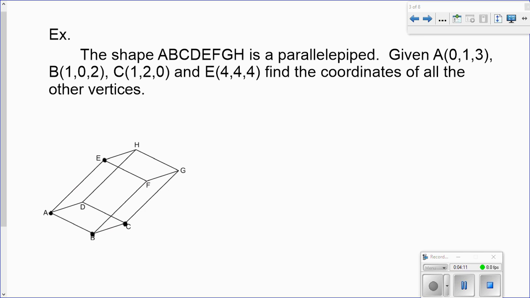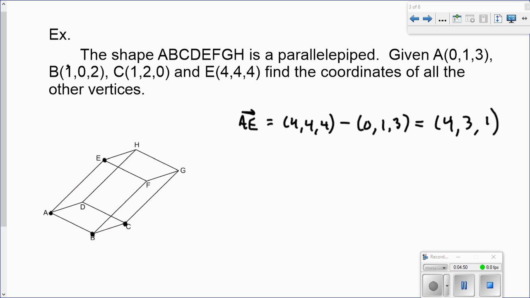We'll start with finding point F here. Just to show you some work, point F is going to be found by figuring out what vector AE is, because I have those two points. Vector AE, I start at A and go to E. So I take the point 4, 4, 4, and I subtract the point A, 0, 1, 3. I'll explain why I chose AE in a second. So AE is 4, just a simple subtraction, 3, and 1. 4 minus 3 is 1. So those are my components.